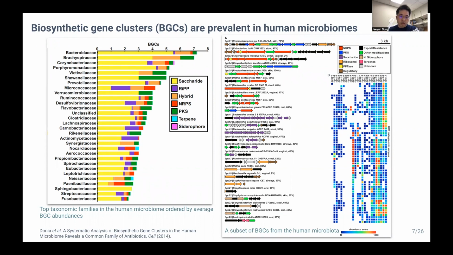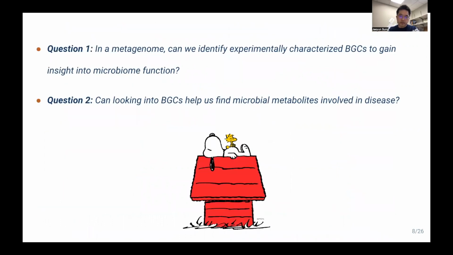Now, inspired by this work, we asked the question of, in our own metagenomes of interest, say from fecal samples from patients with an autoimmune disease, can we identify experimentally characterized BGCs to help us better understand what may be functionally going on? And on a more translational side, can looking into BGCs help us find microbial metabolites that our microbiome spits out into the microenvironment that may be disease initiating, disease mediating, or even disease protective? So all we needed were the right tools to answer these broad questions.